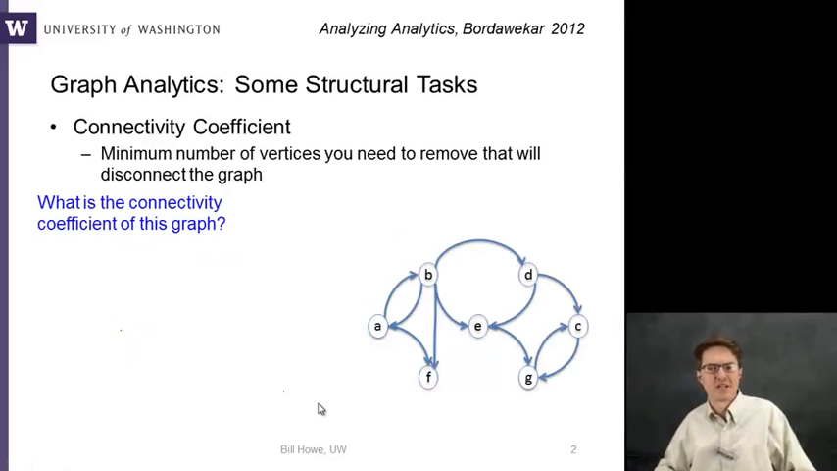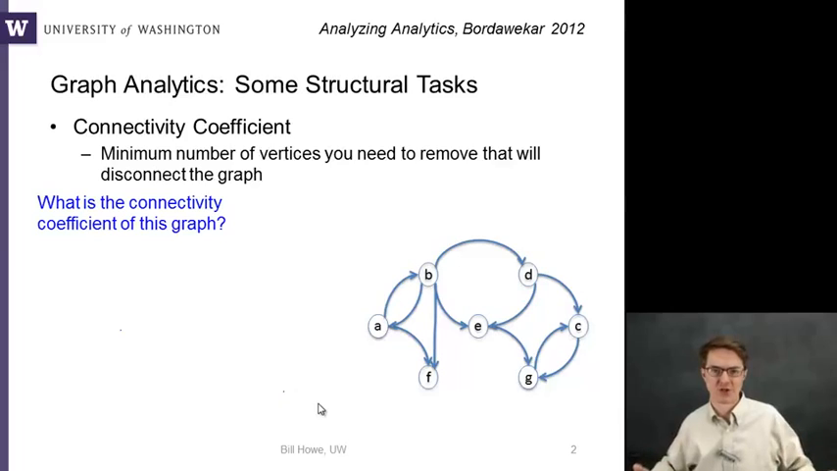So we can also measure the connectivity coefficient of a graph as a structural analysis task. This is the minimum number of vertices you need to remove that will disconnect the graph. And so you can think of this intuitively as a measure of the fragility of the graph, right? How much redundancy is built into it. So if you're designing a network and it turns out the connectivity coefficient of the graph is 1, that means that potentially if one machine goes down, you could partition the network where nobody can communicate.